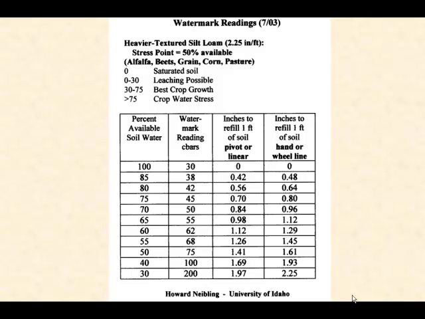You just kind of look at what that sensor's reading. And so those kind of things will relate whatever the reading is to the amount of available water you have at that time. So, for example, if we said we wanted to irrigate when the available soil water was 50% and we were in a heavier textured silt loam, we would come down to here and we'd say we'd better be irrigating by the time that meter reads 75. Because when it gets to a larger number than 75, we're beginning to stress the crop.